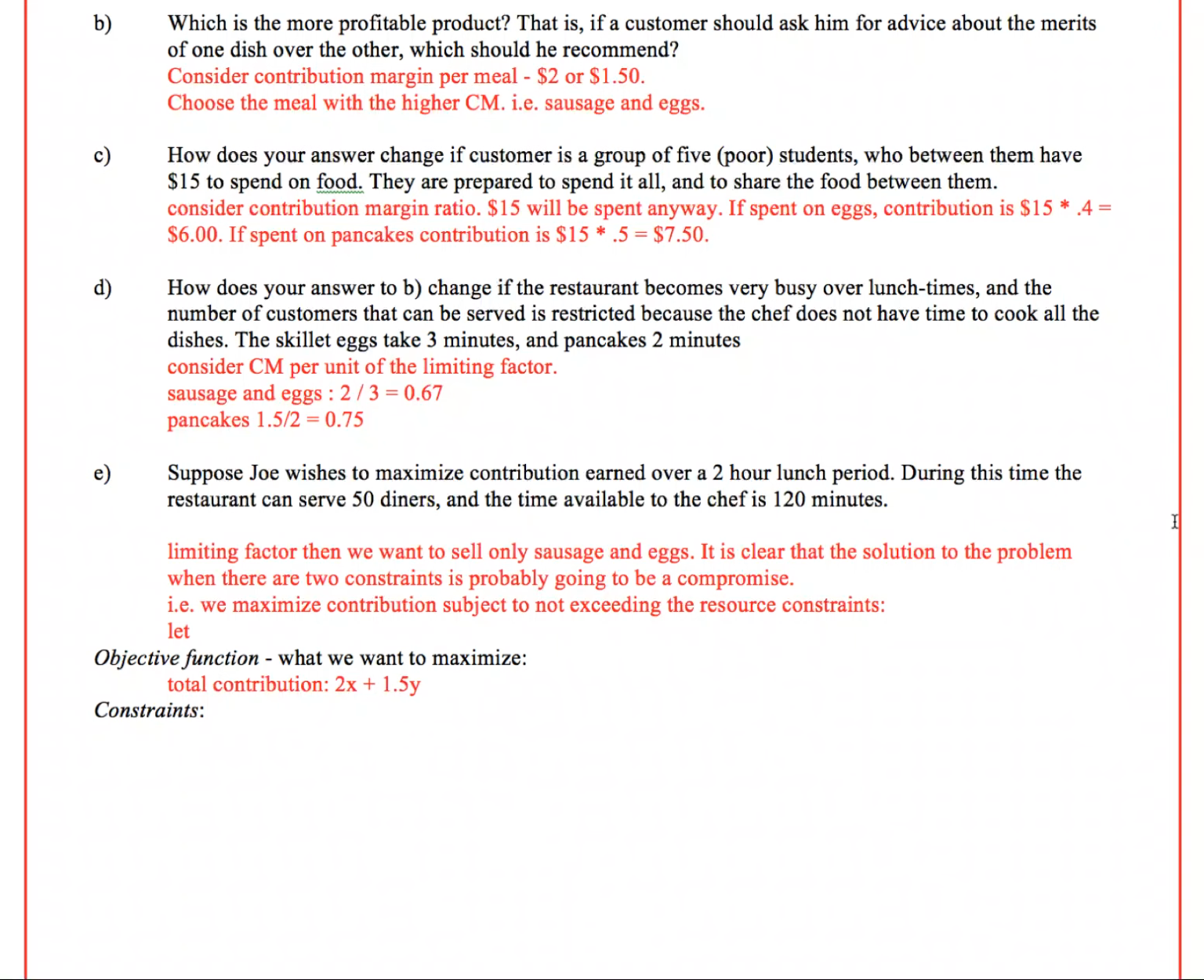So if we let x be the number of egg meals that we sell and y the number of pancake meals that we sell, then we can say, okay, we're going to make $2 for every egg meal. That is $2 contribution for every egg meal, $1.50 for every y meal. So the total contribution will be $2 per egg meal multiplied by the number of egg meals, so 2x, and similarly plus 1.5y. And then there are going to be constraints.